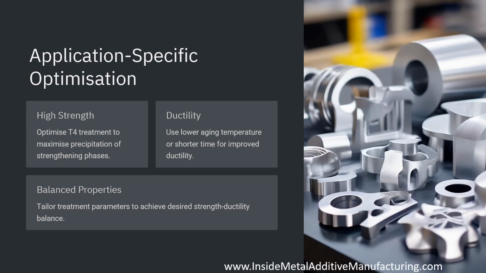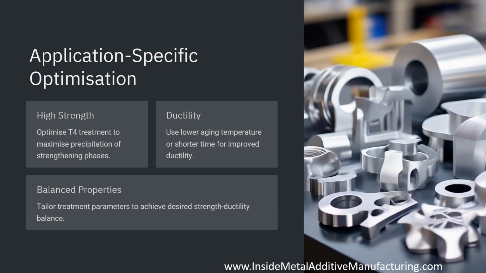For instance, if the application demands high strength, the T4 heat treatment should be optimized to maximize the precipitation of strengthening phases. This typically involves aging at a specific temperature for a duration that allows for the formation of fine, dispersed precipitates. Conversely, if the application prioritizes ductility over peak strength, a different set of T4 parameters, potentially involving a lower aging temperature or shorter aging time, would be more suitable.